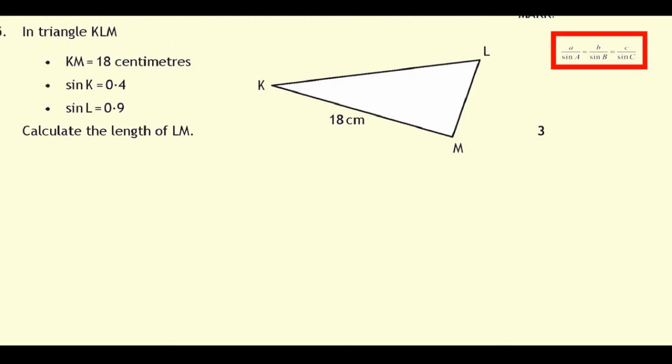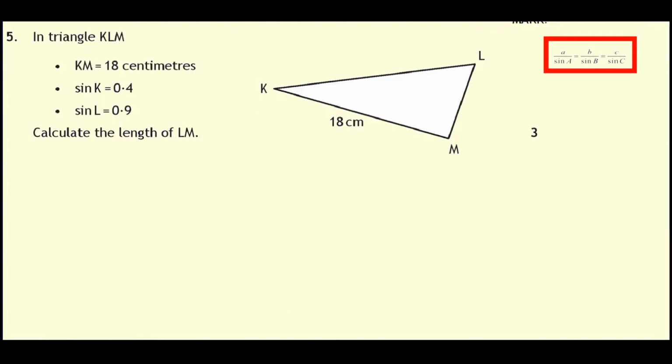Okay, question number 5 is a triangle question. What we're interested in here is calculating the length of the line going from L to M, which we're going to call x. So what we know is that the sine of K is 0.4. I don't know what the size of the angle is, but I know that the sine of K is 0.4. I also know that the sine of L is 0.9.